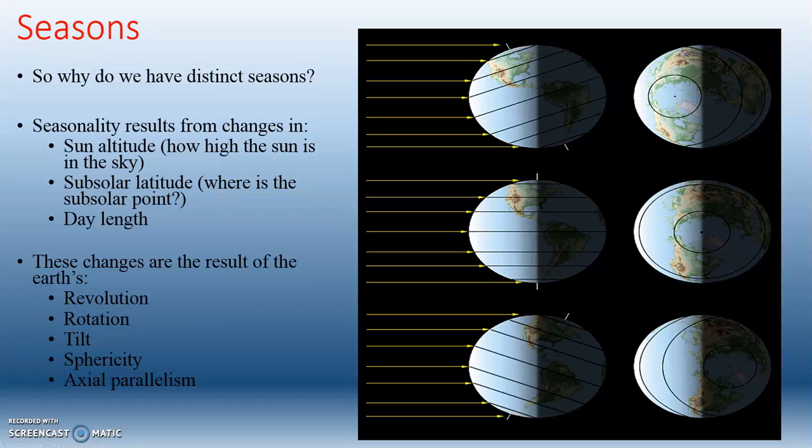Okay, so now we're going to go ahead and start talking about the sun's solar insolation, at which latitude it's going to have its subsolar point, and how that's going to influence our seasons. So why do we have distinct seasons?